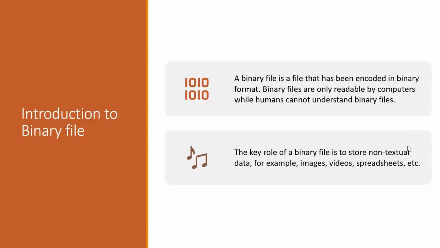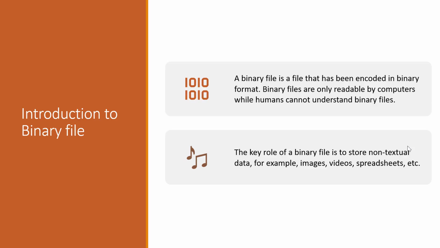Now, before we start off with the operations related to binary files in Python, let's get an overview related to binary files. So basically, a binary file is simply a file that has been encoded in binary format. Now, binary files are only readable by computers, while humans cannot understand them. These binary files contain only a sequence of zeros and ones that only a computer can understand. Now the key role of a binary file is to store non-textual data, for example images, videos, spreadsheets, etc.